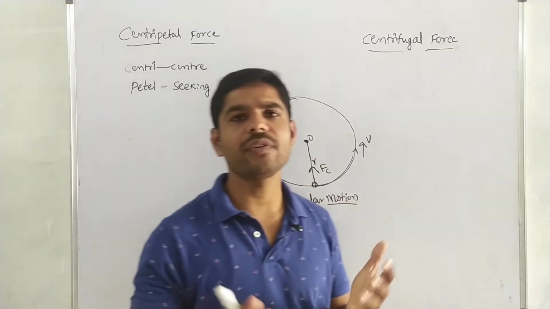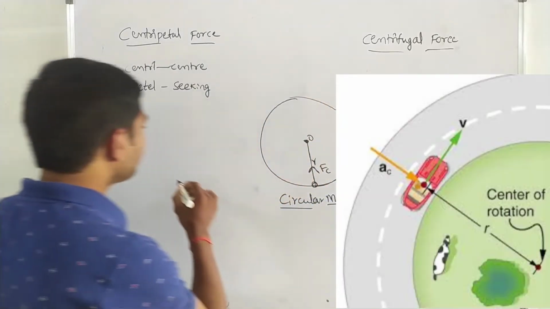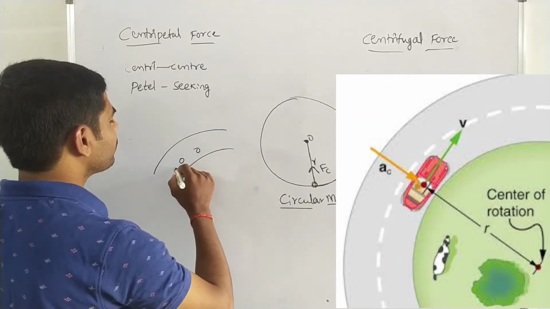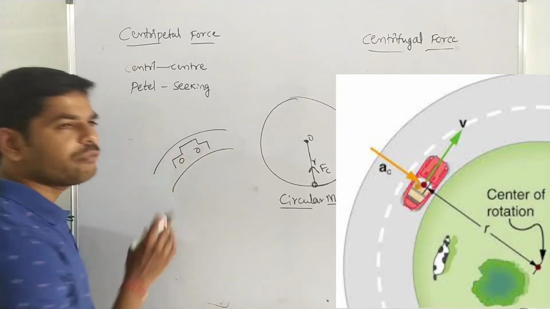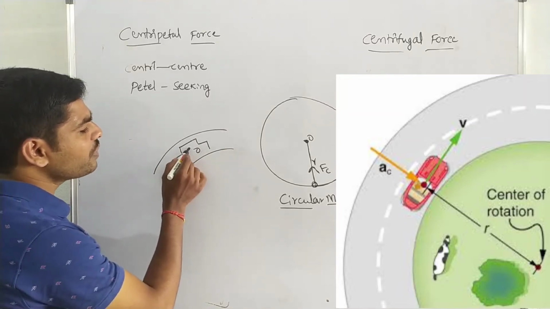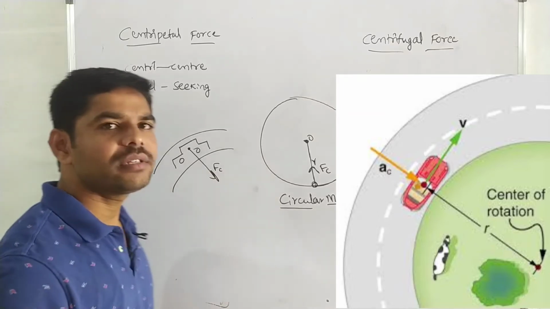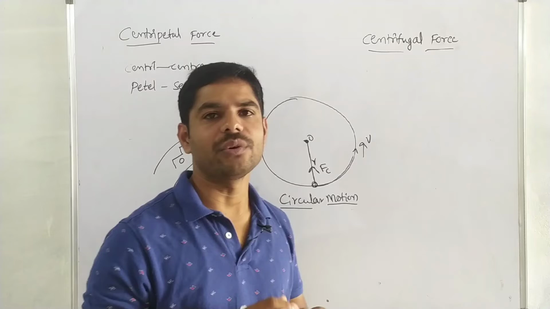And if you observe a banking road, if we have a banking road like this and a car on the road, you can clearly observe that on this kind of banking road, one force will be acting towards the center, which helps to safely overcome the curve road.